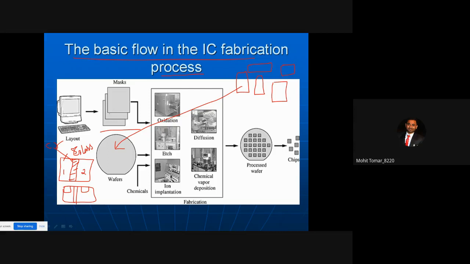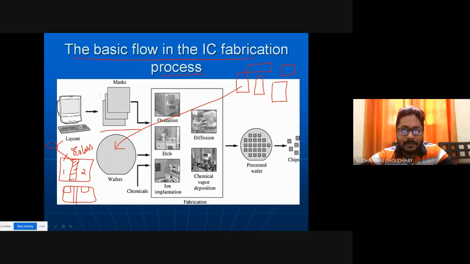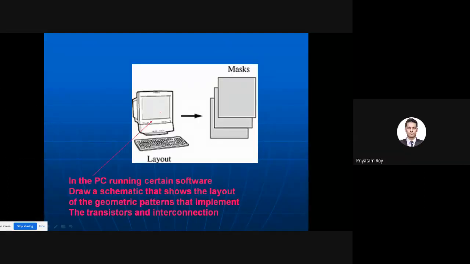Patterns are transferred on this wafer, and for transferring these patterns you need masks. And masks are just glass sheets, and on those glass sheets you have chromium wire patterns. How these patterns are transferred, maybe after 4 or 5 slides you will see. Okay, thank you, sir. Yeah.